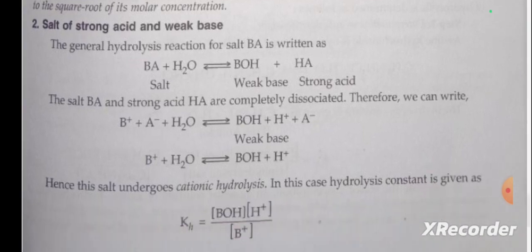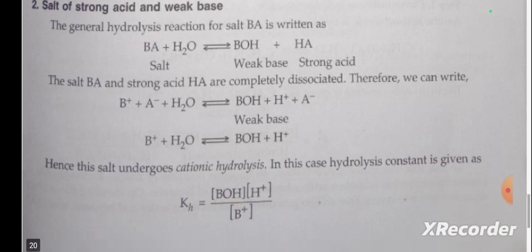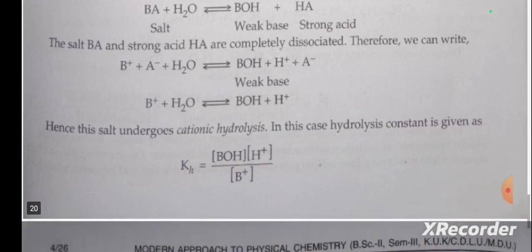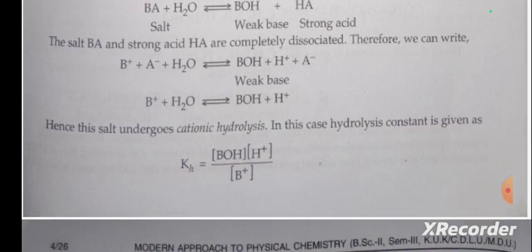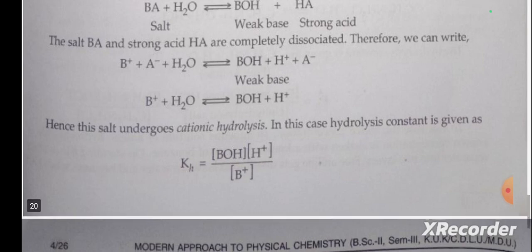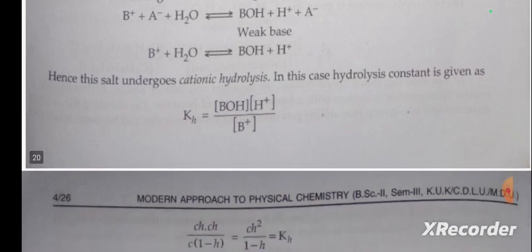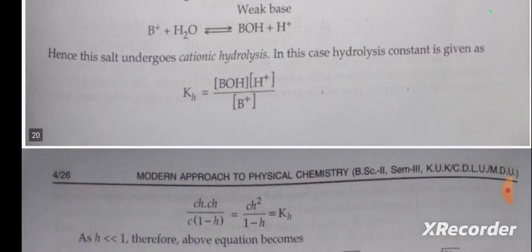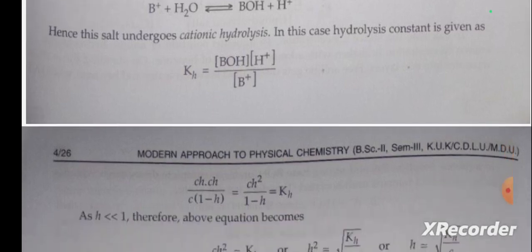Salt of strong acid and weak base. The general hydrolysis reaction for the salt BA is written as BA + H2O ⇌ BOH + HA. The salt BA and the strong acid HA are completely dissociated. Therefore, we can write B+ + A- + H2O ⇌ BOH (weak base) + H+ + A-, that is, B+ + H2O ⇌ BOH + H+. Hence, this salt undergoes cationic hydrolysis.